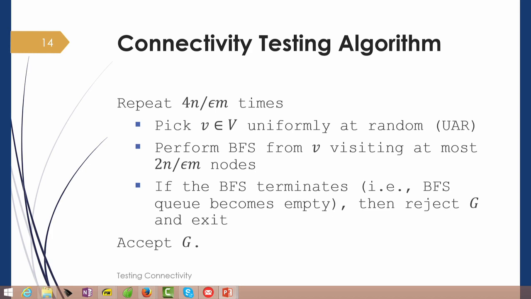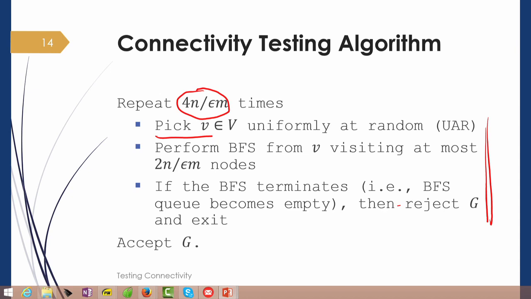So the algorithm is an iteration over a set of steps. For now, let us ignore the number of repetitions, or at least not get distracted by it. We're going to perform some number of repetitions, and each repetition is the following. We pick a vertex V uniformly at random, and this is done in the hope that our random choice will land in a small component.